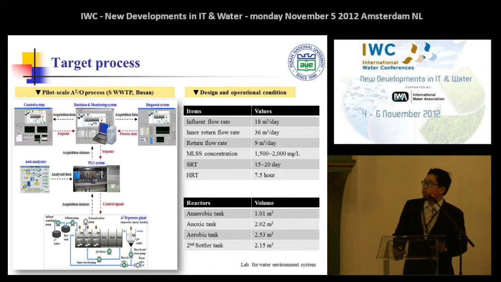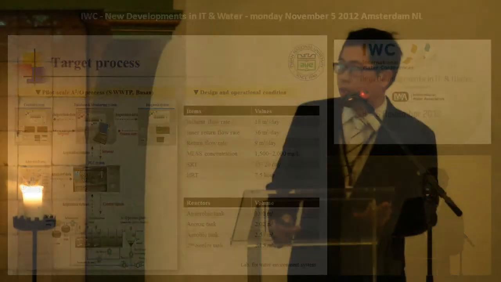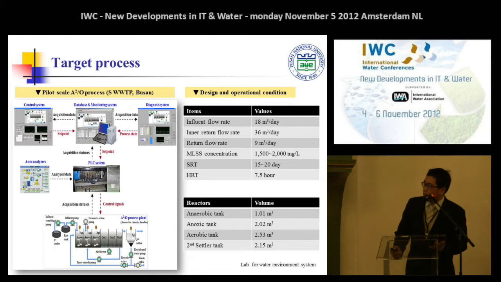The target process in this study is a pilot scale A2 process located at SWTP, Busan, South Korea. The left side shows the whole system. Firstly, the acquisition data are collected in the PLC system, and then the collected data is saved in a database and identified in the monitoring system. Based on the acquisition data, the diagnosis system can calculate the process state, and the control system can transfer the proper set point to the database by using the process state. And the set point can be transferred to the PLC system, and finally the process can be operated according to control signals.